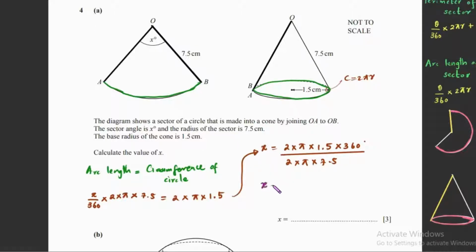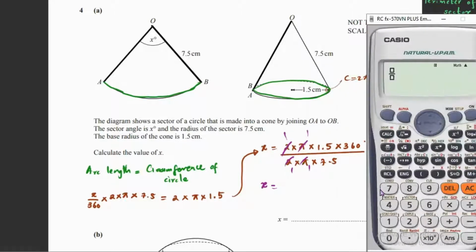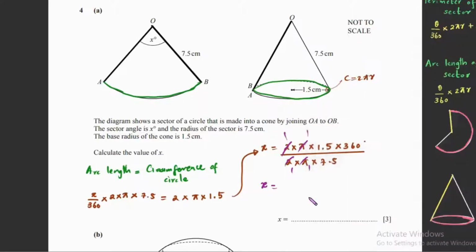Now I need to find what x is. I'm going to put this in the calculator and see what I get. So now I can cross out this 2 and 2, the pi and the pi. So I'm going to put the rest in the calculator. I have 1.5 times 360, and I need to divide it by 7.5. So I get 72. That's going to be the value of the angle. So x is 72 degrees. That is the angle for the sector.